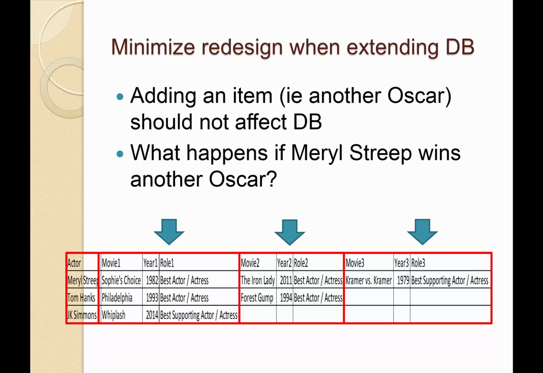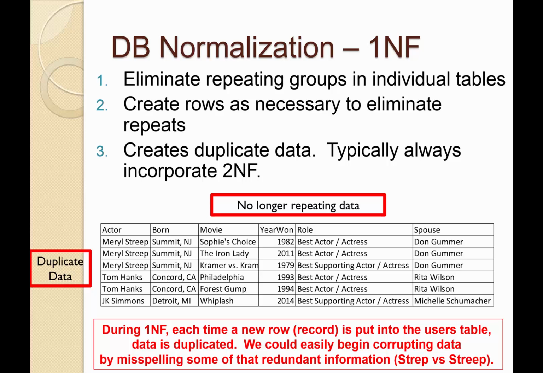So by doing normalization, we'll be able to create a single movie, year, and role column. So that's what we're going to work towards, and that'll be first normal form. We'll see that we essentially created 3 rows for Meryl Streep so that we can preserve that in 1982 she won Best Actress for Sophie's Choice. In 2011, she won Best Actress for Iron Lady. And in 1979, she won Best Supporting Actress for Kramer versus Kramer. By doing this, now we have single movie, year, and role columns.